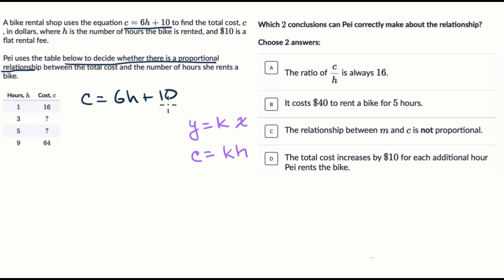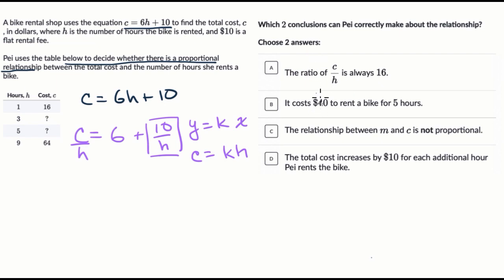If I divide both sides of this equation by H, I'm going to get C over H is equal to 6 plus 10 over H. So this is kind of messing things up. If there was no 10 here originally, then we would have gotten a proportional relationship. So just inspecting the equation, I can tell that this is not a proportional relationship. And we would also see the same thing if we looked at this table here, that if I were to take C divided by H, it's not always going to be the same thing.